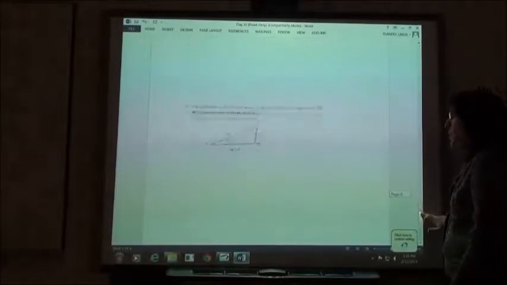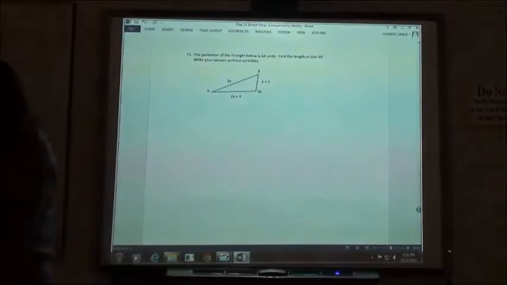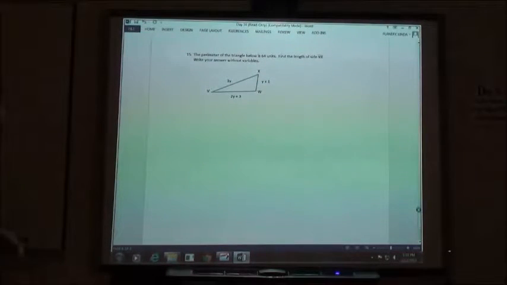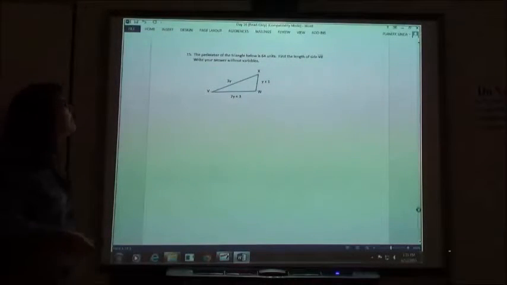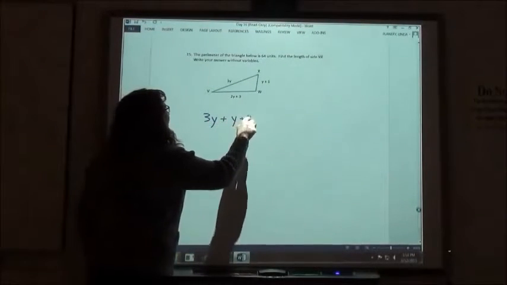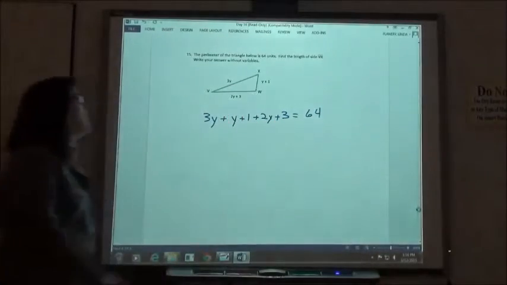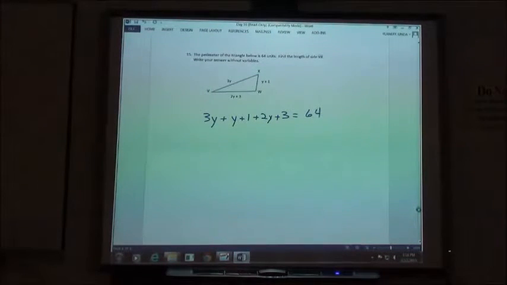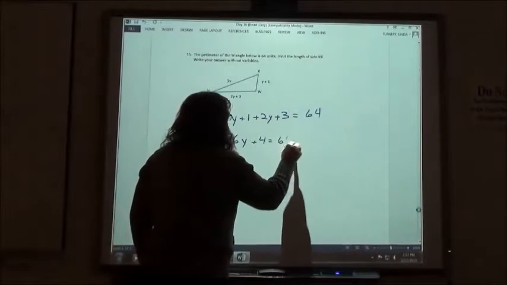And the last one on this homework page, again, I have a perimeter. I'm doing a triangle. We don't have a special formula for a triangle. We just add up all the sides. So if I know my perimeter is 64 again, what should my equation say? 3y plus y plus 2y plus 3 equals 64. Well, this time I only have 3 sides on my list instead of 4. If I combine my like terms, I'm going to get 6y plus 4 equals 64.